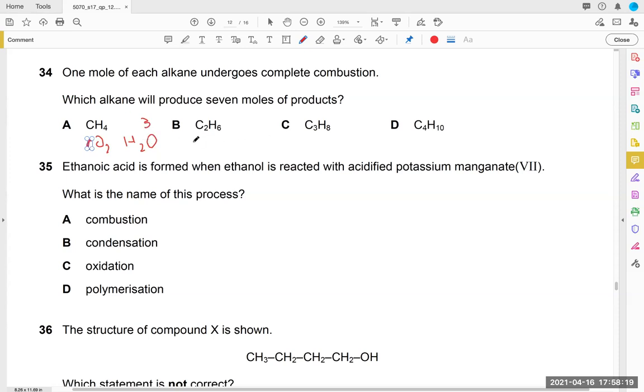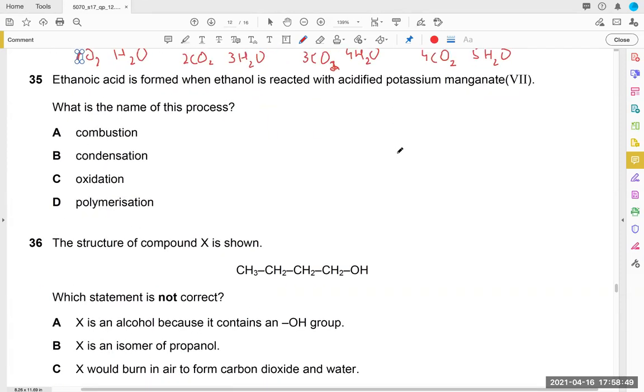In this one there are 2 carbons, so 2 carbon dioxide, and 6 hydrogen means 3 water. So that is 5 of the products. 3 carbon dioxide because 3 carbons and 4 water because 8 hydrogen. So this is 7, which is our answer. And this is going to produce 4 carbon dioxide and 5 water. So this is 9 as the answer. So you see there's a very neat pattern here. So the third one is producing the third odd number of products.